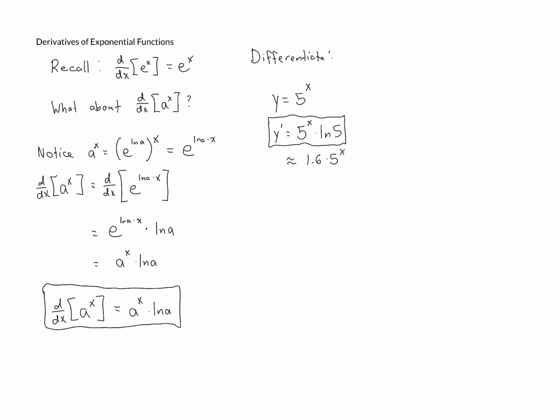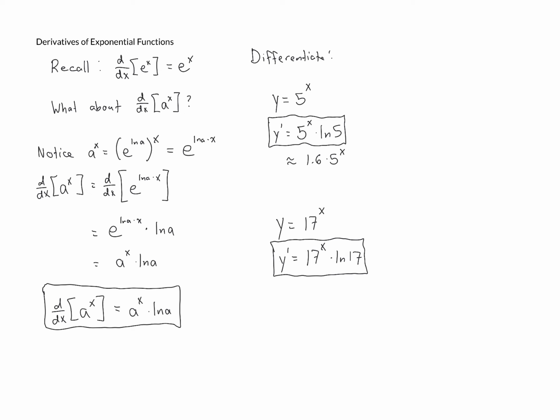All right, let's do one more quick one. Let's look at y equals 17 to the x power. If we want the derivative of that, again, this is a to the x. The derivative is a to the x ln of a, so that's going to be 17 to the x times ln of 17.